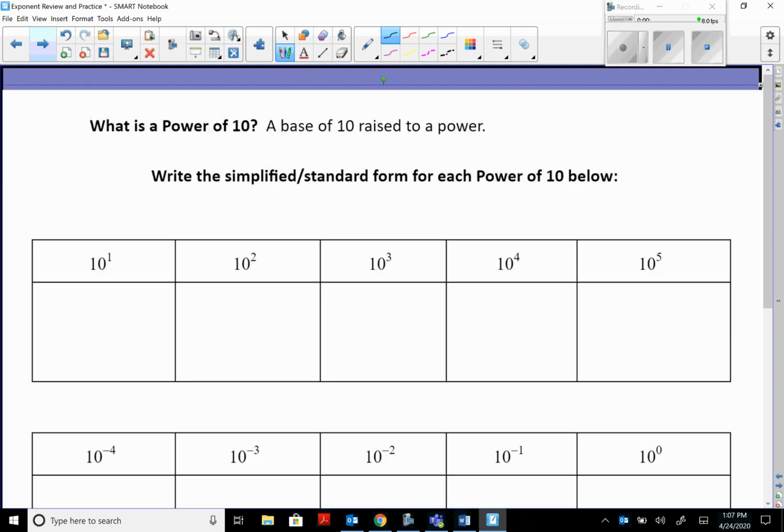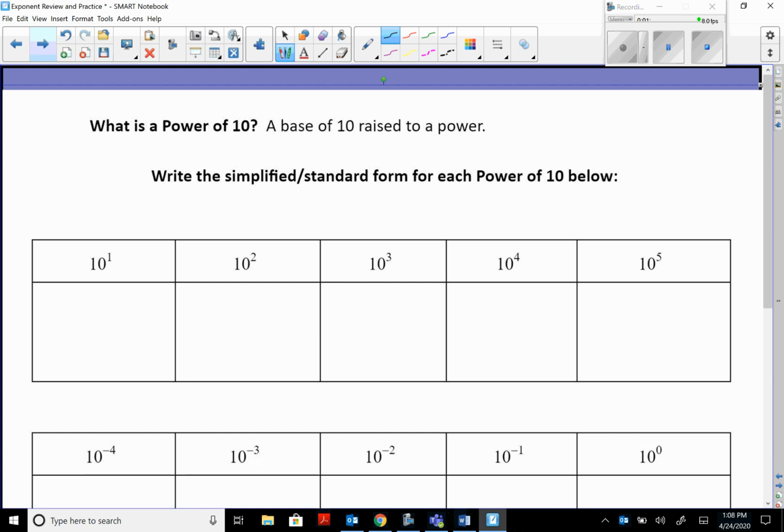So some of you may be wondering, what is a power of 10? A power of 10 is just a problem where you have a base number of 10 raised to a power. So I thought that we could take a look at the first few powers of 10 and look for patterns.